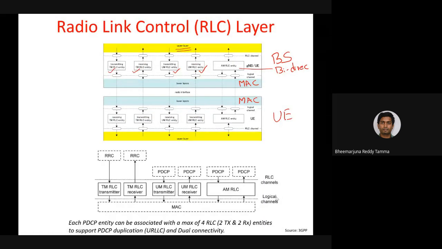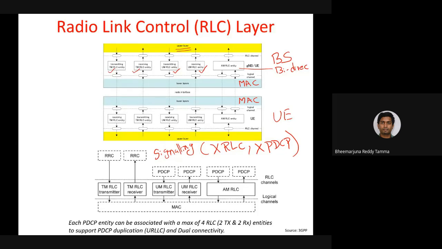Look at why we need to have 3 modes. I was mentioning we have the TM mode, that is transparent mode, then we have the UM mode, then we have the AM mode. TM mode is the one that is used by the RRC layer for the signaling messages. That means signaling messages that are coming from the RRC layer don't use RLC. For that matter, they also don't use PDCP. Is that clear?